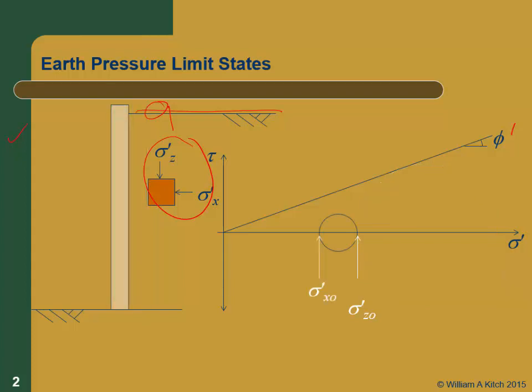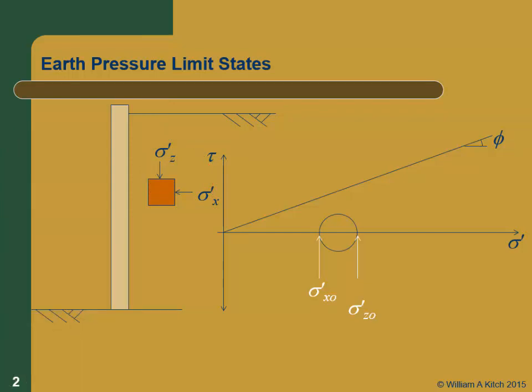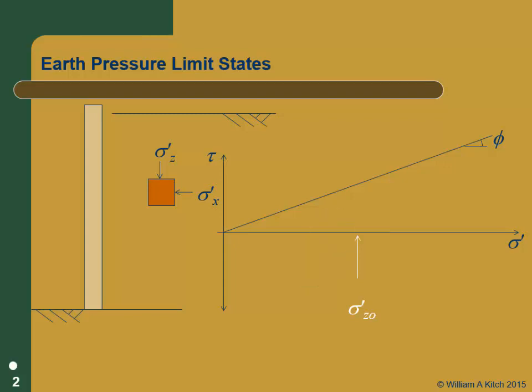All right? Now, what happens as I let my wall move away from the element of soil? Vertical stress is again not going to change, and the horizontal stress is now going to decrease. So what happens to my Mohr circle? Well, it gets bigger and bigger until, again, it's tangent to the failure envelope. And then no matter how much more I move the wall away, it can't get any lower.